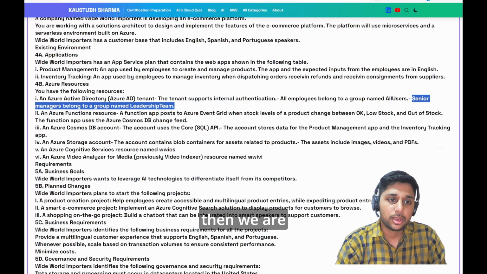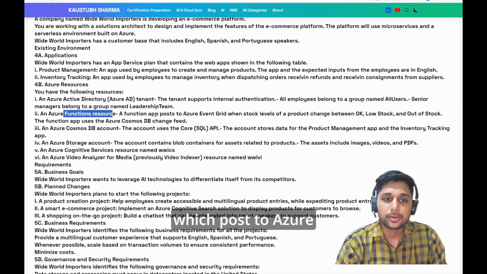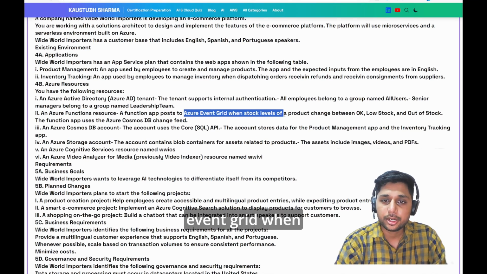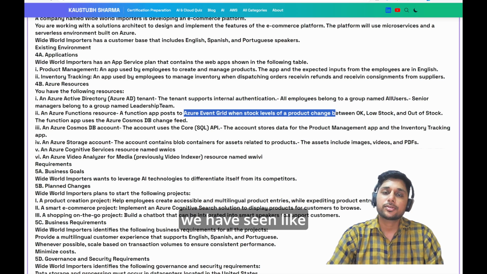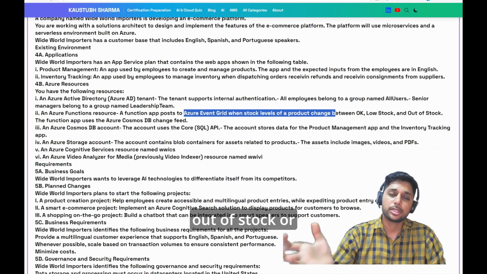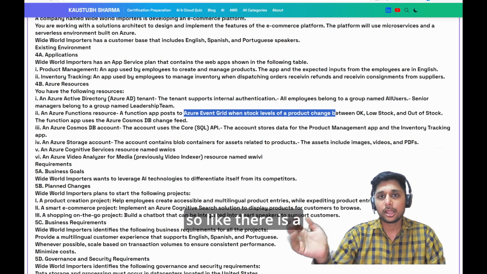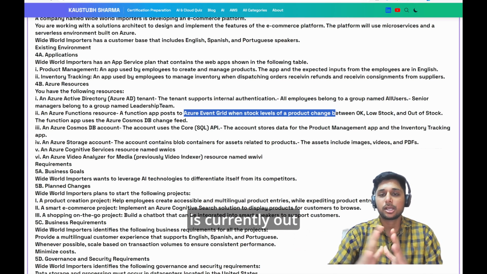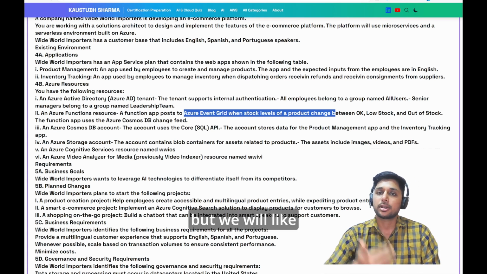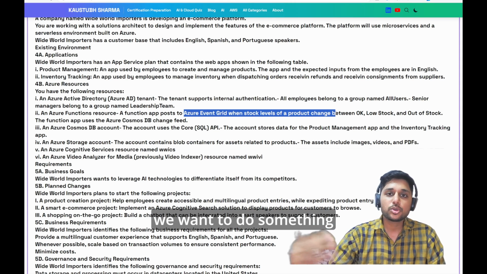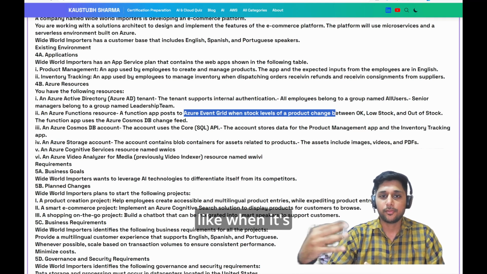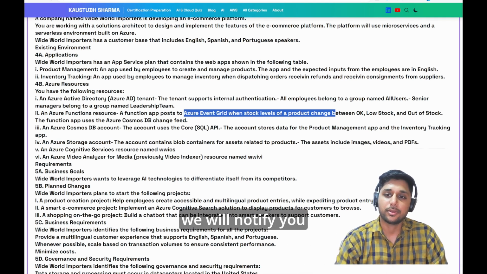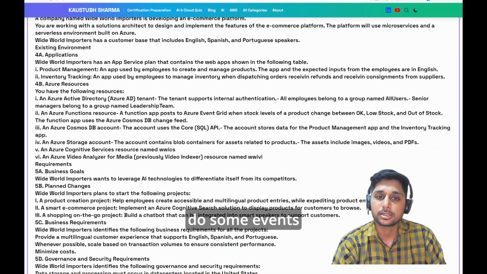Then we are also utilizing an Azure function which posts to Azure Event Grid when the stock levels of a product change. Just like we have seen, products go out of stock or are in stock. On Amazon, it says this is currently out of stock, so you can't purchase it, but we will let you know. If it is out of stock, we don't want anybody to purchase it, or we want to notify them when it comes in stock again. So we want to trigger some events regarding this.